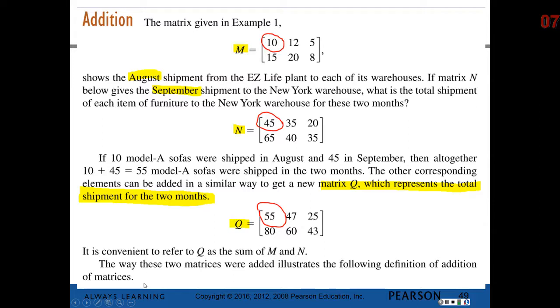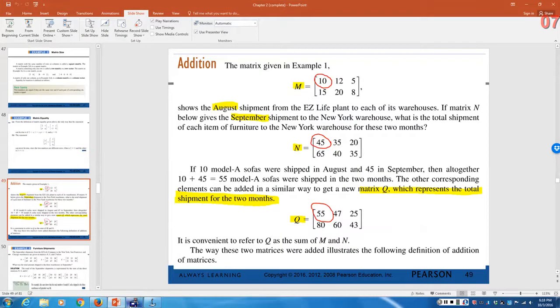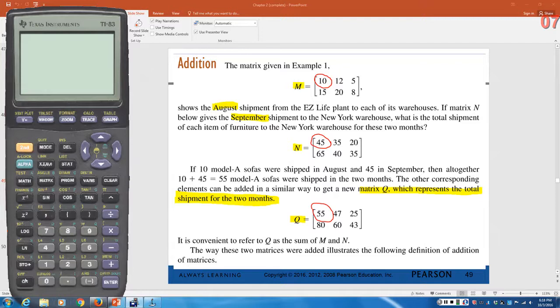Now I'm going to pause here for a second and point out to you that yes, we did that by hand, but because we have this handy dandy matrix button on our calculator, we can go to matrix, go over to edit, and we could use M, N, and Q, but we'll use A, B, and C. So matrix A is going to be 3 by 2. This is a good place to review how you enter matrices.